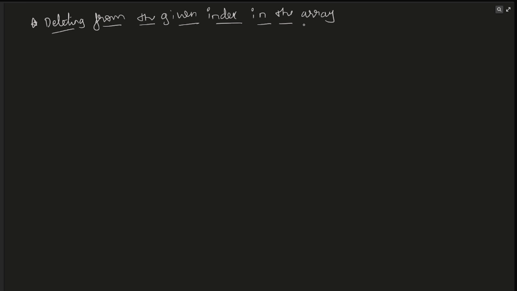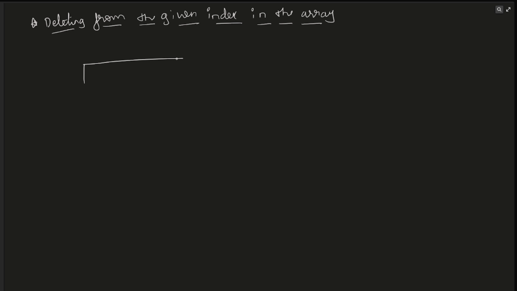Deleting from the given index in the array. This operation is very similar to our previous operation, where in our previous operation we were starting index from 1 till the length, but here in this case we will be starting a for loop from the given index till the length, and we'll just move all the elements towards left by one cell.